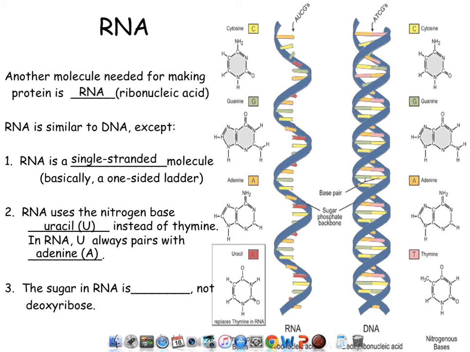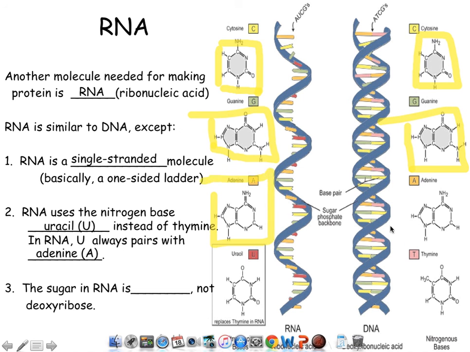So let's look again at the comparison diagrams. Next to each nucleic acid, we see the nitrogen bases used to make up that nucleic acid. So here we've got cytosine shown in both. RNA and DNA both use cytosine. They both use guanine. They both use adenine. So all the way up till now, the pieces are the same.